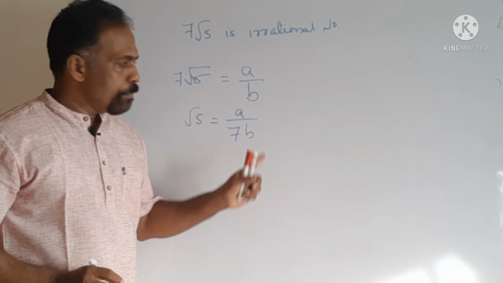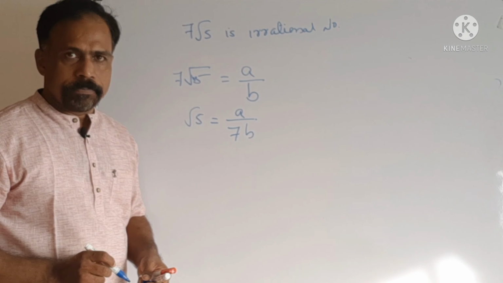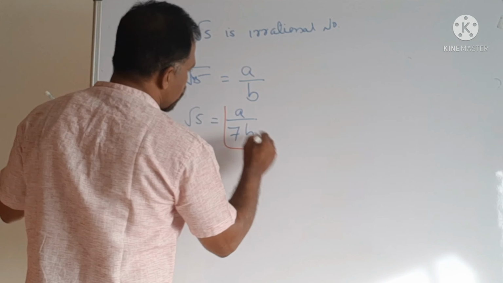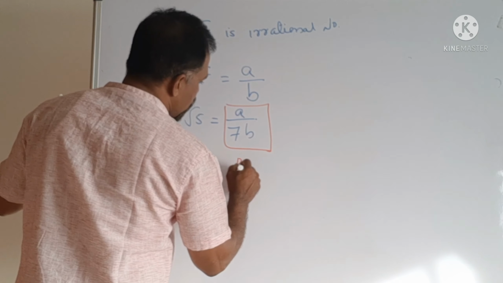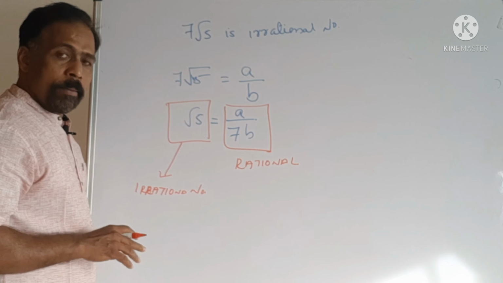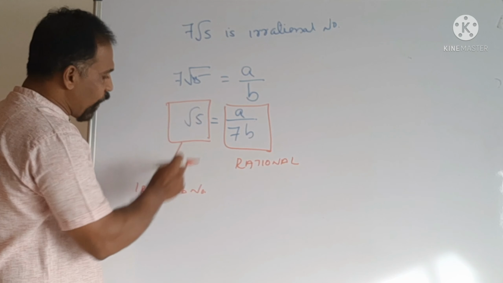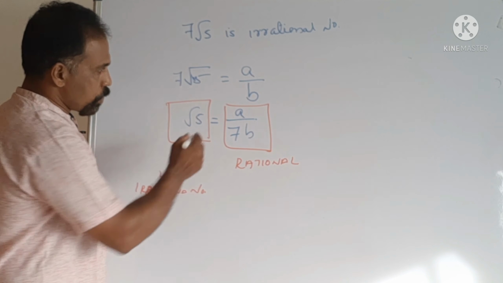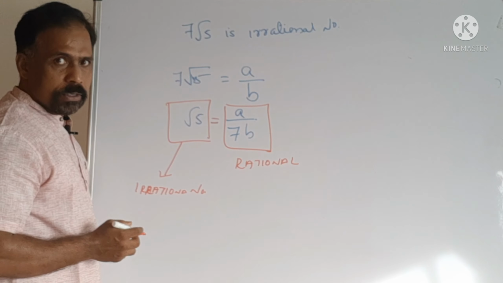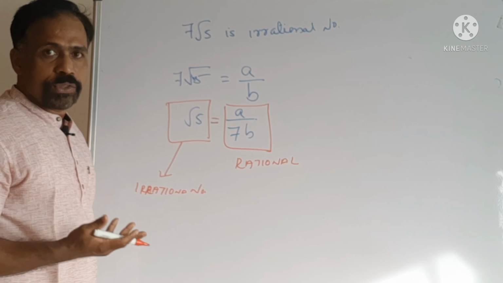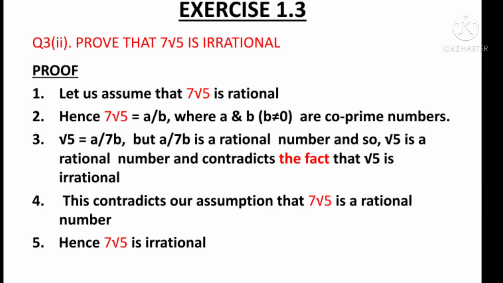Now a is an integer, b is an integer, 7 is also an integer. That means this right hand side is a rational number. But at the same time we know that root 5 is an irrational number. How can it be possible? Because the equal sign is there in between. That means we have done something wrong. Yes, our assumption itself is wrong. So we can say that 7 root 5 is irrational.